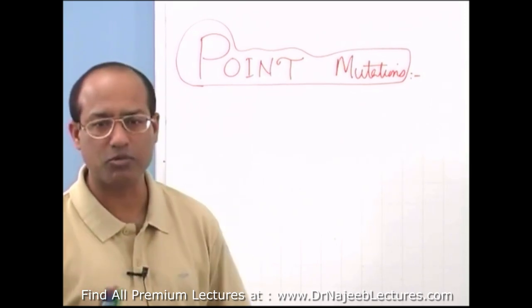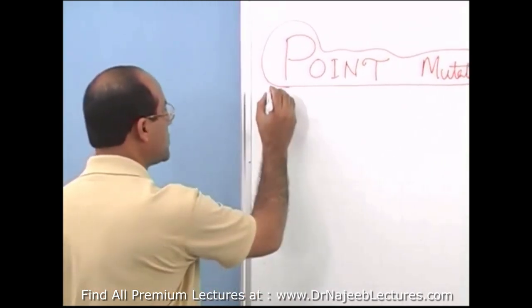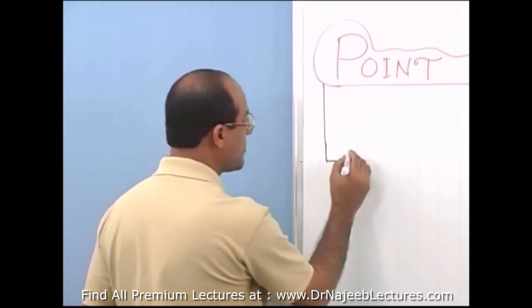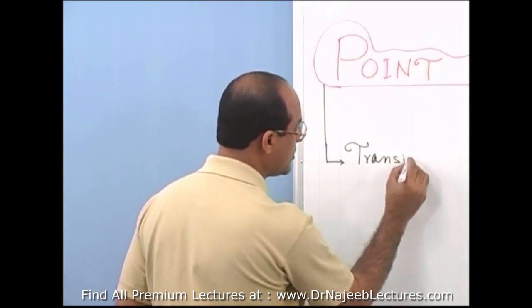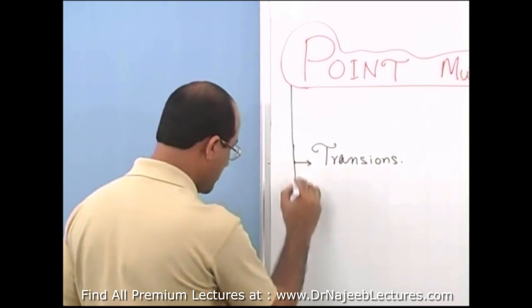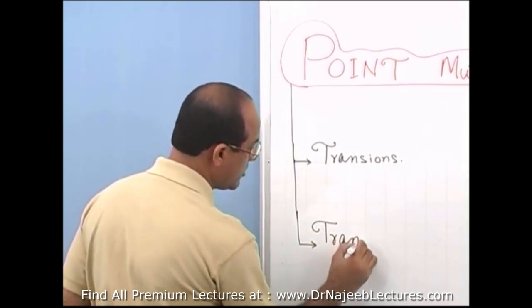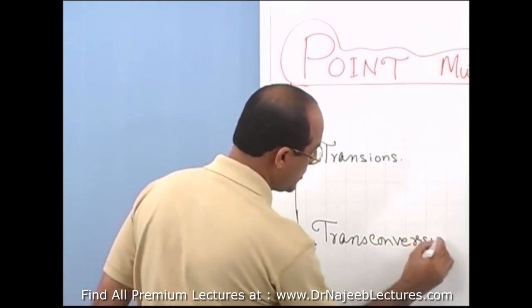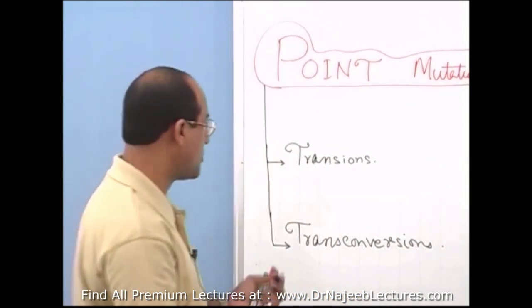Now, there are different types of point mutations. There are many different ways to talk about point mutations. For example, we say some of the point mutations are transitions. And other point mutations are transversions. Now, what is the difference between transition and transversion?